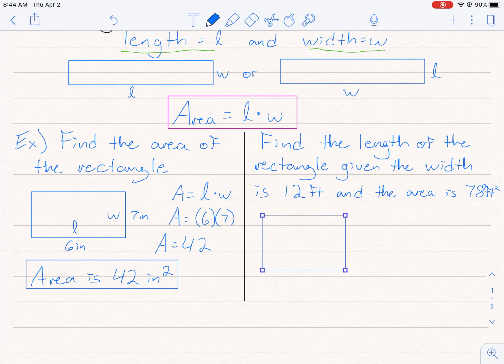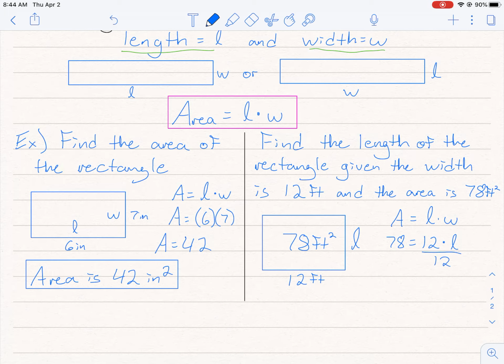All right, so with these problems, it might sometimes be easier to draw it out and then see what you're working with. So I know that my width is going to be 12 feet. And my area as a whole is 78 feet squared, but I don't know what the length is. Now, we're still going to use that same formula. Area is equal to length times width. But instead of finding the area, I already know it's 78. I don't know what my length is, but I know that my width is 12.